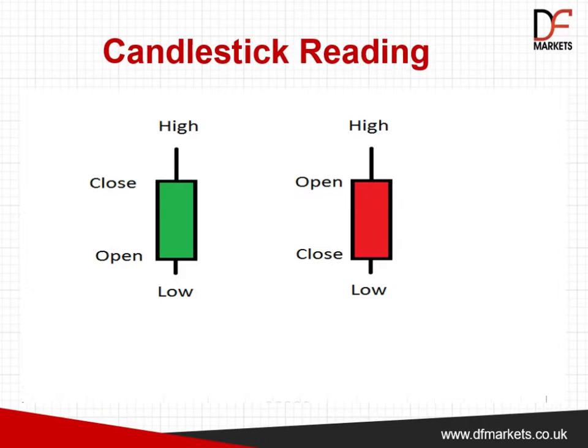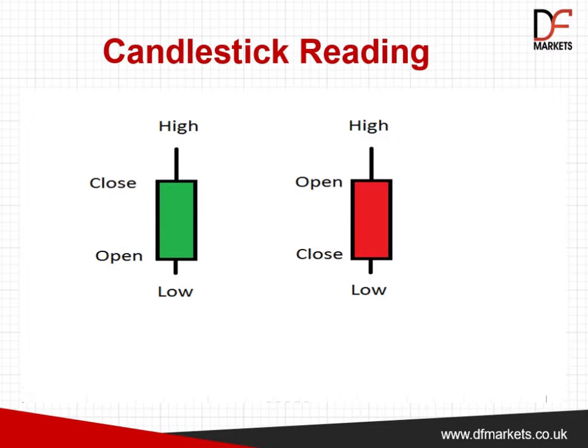There are four main price points to consider with candles: the open, the high, the low and the close. If price moved higher over the session, the candle is green, and if price moved lower over the session, the candle is red. The shaded area is called the body and a tail at either side is the wick.